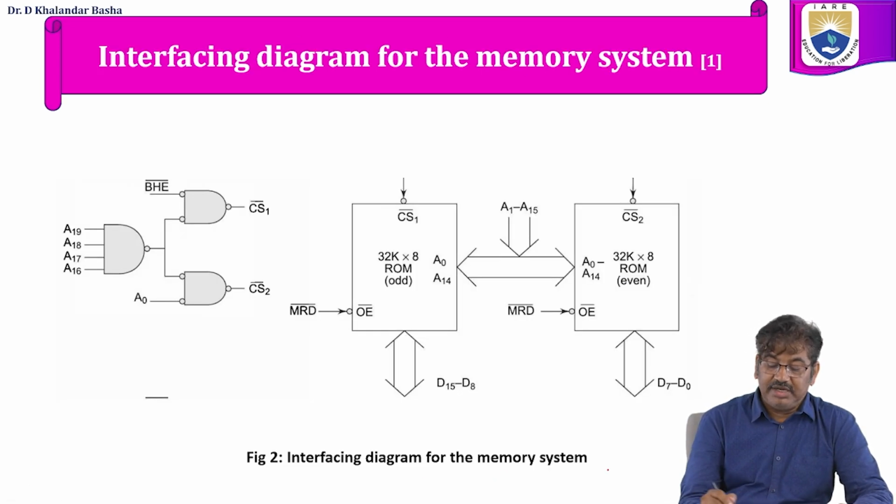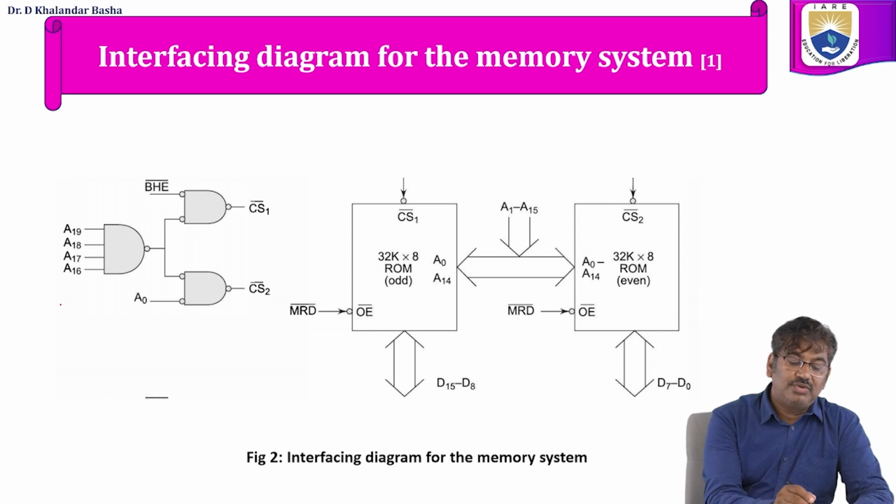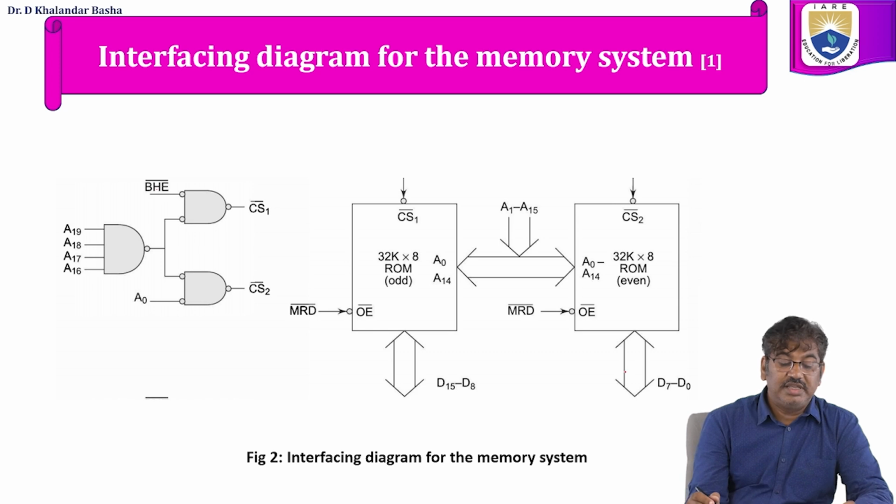So, for selecting the interfacing system, or for CS1 and CS2, which correspond to RAM block 1 and 2, we have the BHE bar and A0 and the remaining control signals A19, A18, A17, A16. So, this is the interfacing circuit which is used for chip select. So, what does chip select mean? To enable this particular block. Similarly, CS2 is for enabling this particular block.